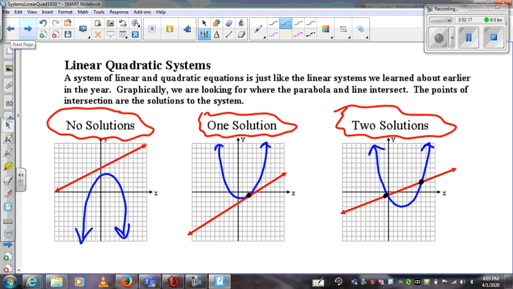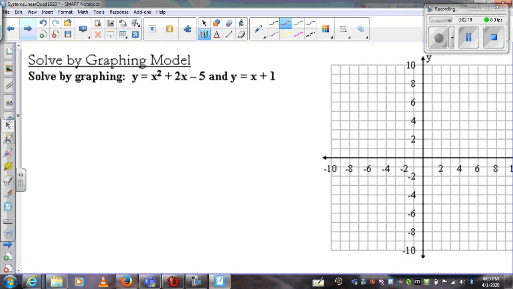Now let's take a look at a model problem. Let me walk you through a model problem. And again, you don't have to print these. You don't have to take notes. You can just sit back and watch. All of my notes are completed online, so if you ever want them, you can print them from online when school gets back. So if you want to just sit back and watch, go for it.